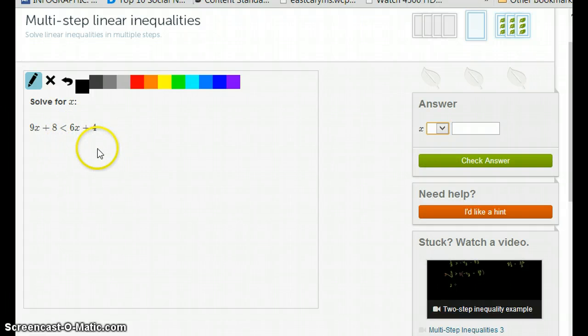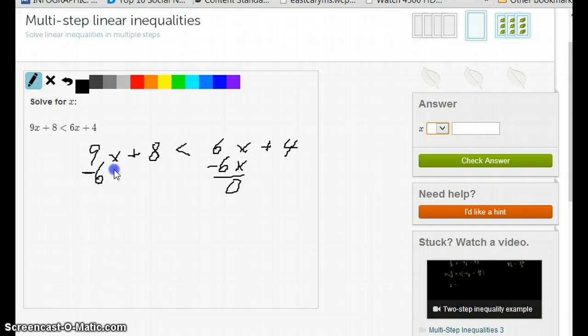Okay. Next one. Now we have 9x plus 8 is less than 6x plus 4. First thing we want to do is get the x to the left side, so we subtract 6x from the right side to get rid of the x's. And from this side, of course, we also have to subtract 6x. And so we're left with 3x on the left side, 0 on the right side. That's what we wanted. We wanted to get rid of x's on the right side. Now let's put all the other numbers on the right side.